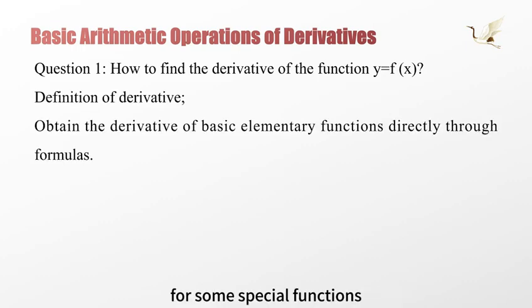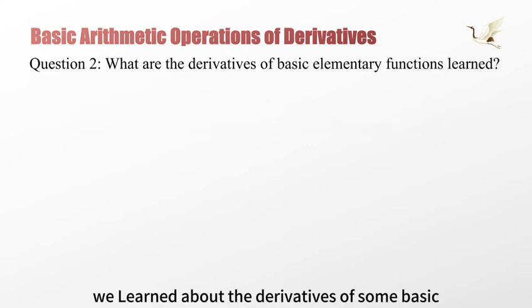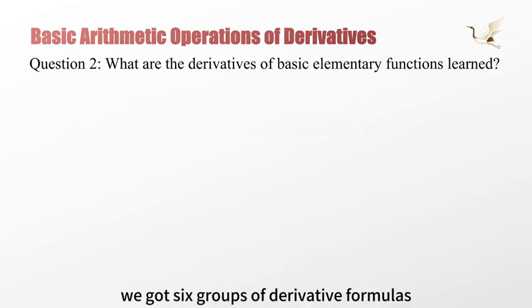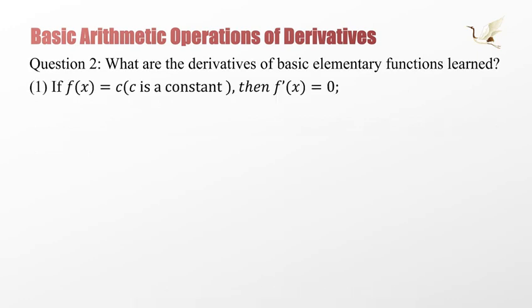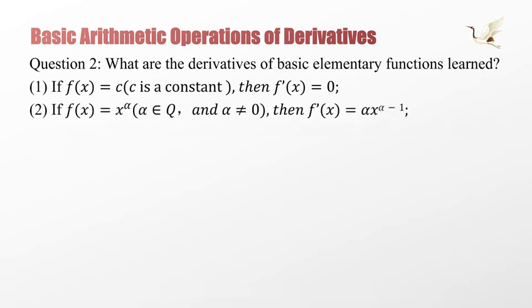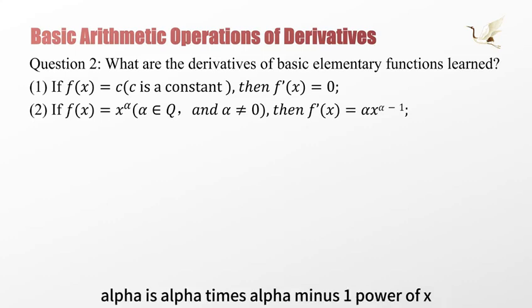For some special functions, such as basic elementary functions, we can directly obtain their derivatives through the derivative formulas. Recall that we learned about the derivatives of some basic elementary functions. In the previous lesson, we got 6 groups of derivative formulas. First, the derivative of a constant function is 0. The second one is that the derivative of the power function x to the power of alpha is alpha times x to the power of alpha minus 1.